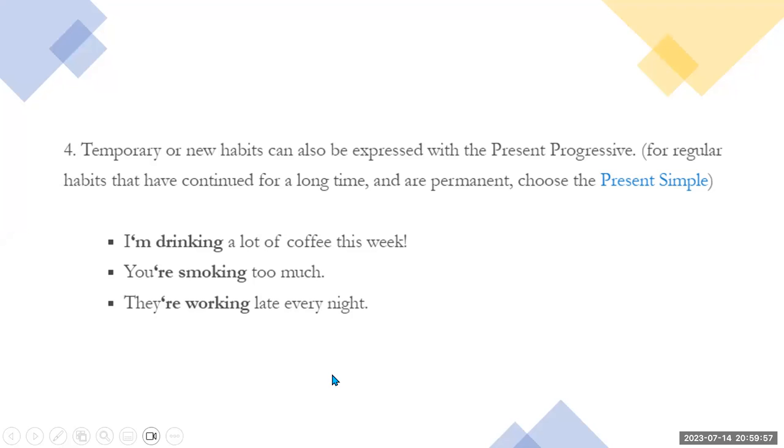Okay, number four. Temporary or new habits can also be expressed with the present progressive, or regular habits that have continued for a long time and are permanent. And I have some examples. I'm drinking a lot of coffee this week. You're smoking too much and they're working late every night.